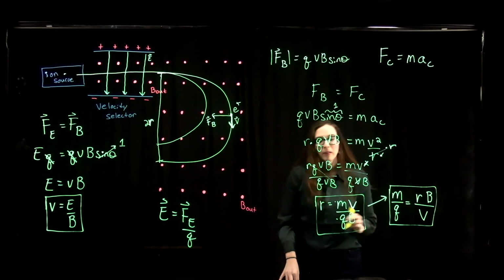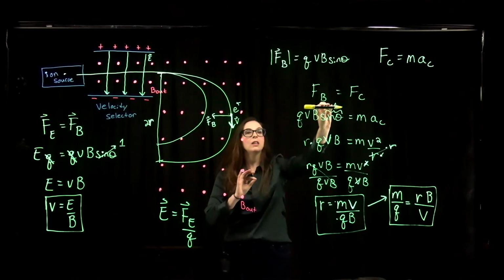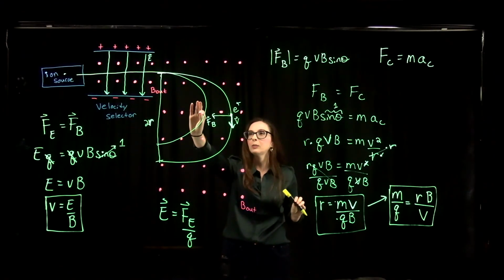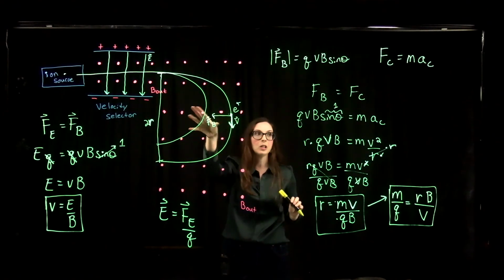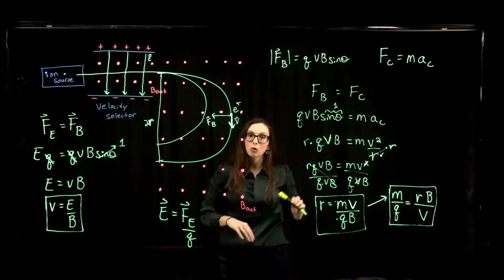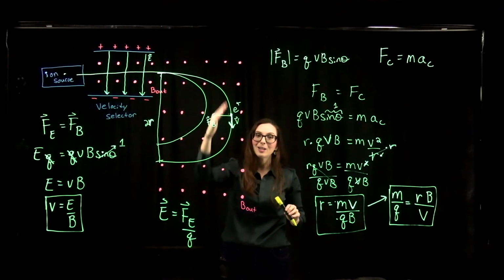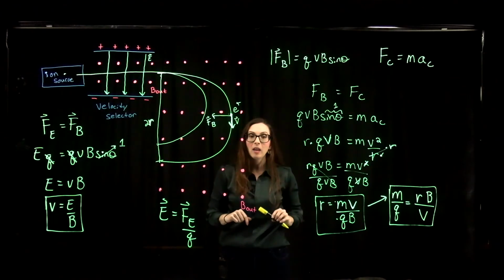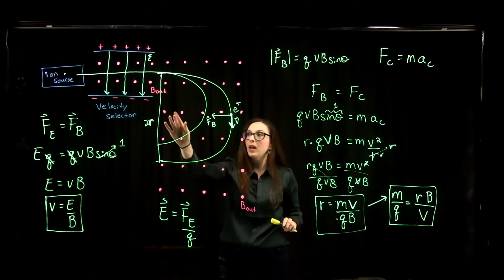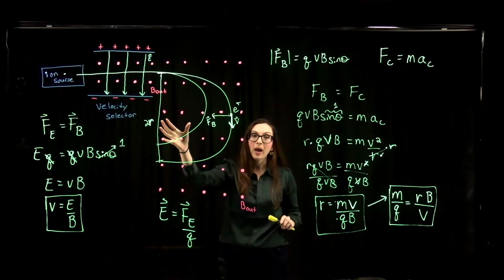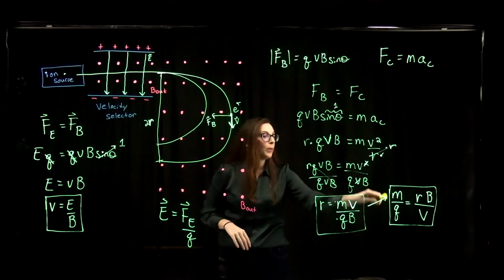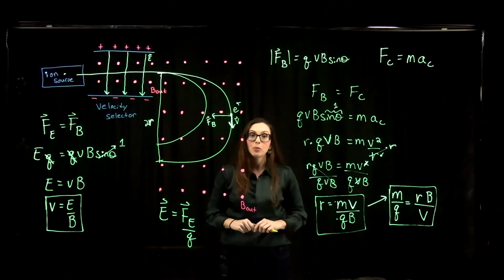By setting the magnetic force that our particle experiences inside the mass spectrometer equal to the centripetal force that it experiences as it executes this circular path, we can find either the radius of this circular path inside the magnetic field, or we can find the mass per charge ratio.